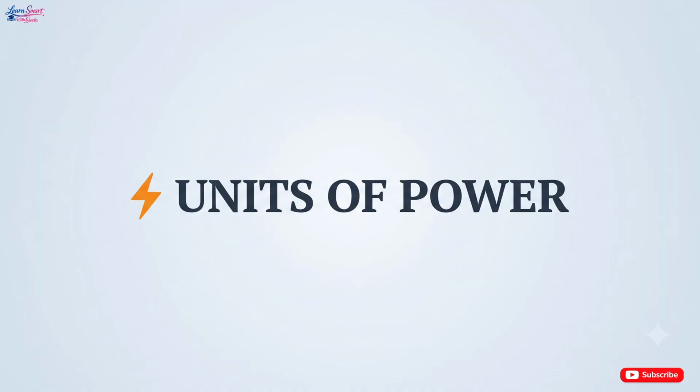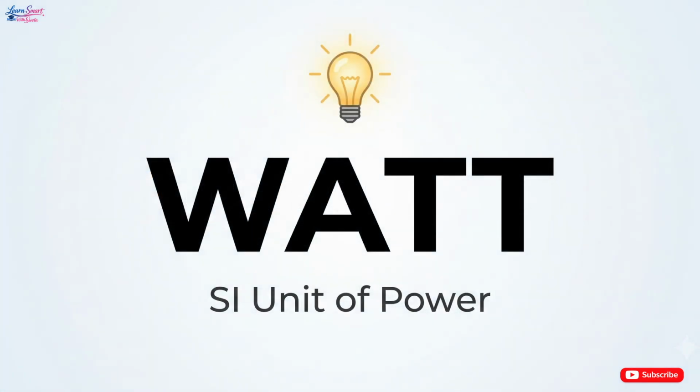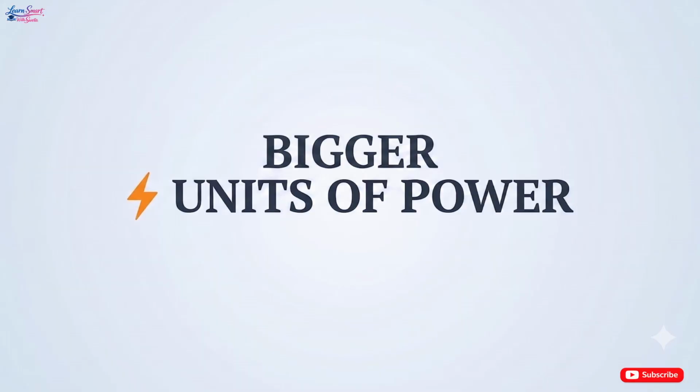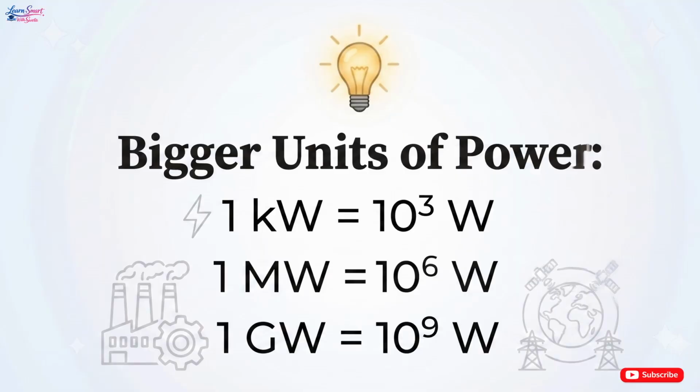Let us now discuss the units of power. The SI unit of power is watt and 1 watt is defined as the power spent when 1 joule of work is done in 1 second. Therefore, 1 watt equals 1 joule per second. For large values of power, bigger units are used. Kilowatt. 1 kilowatt is 10 to the power 3 watt. 1 megawatt is 10 to the power 6 watt. 1 gigawatt is 10 to the power 9 watt.